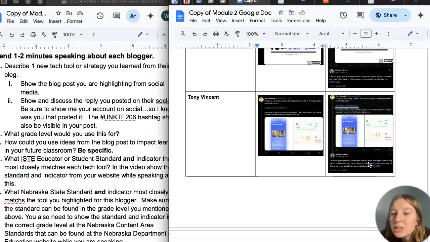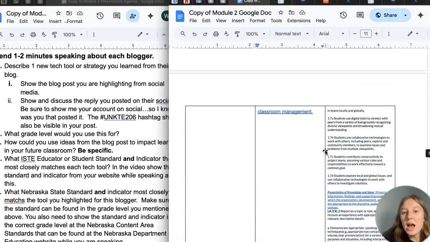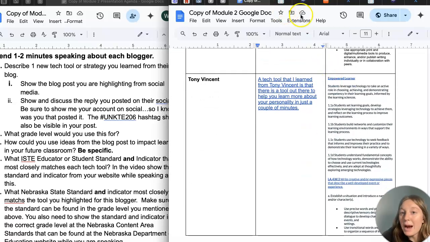For my comment, I put, this is a great tool to help find out more about your personality and can be used for students in the classroom to also help them figure out more about their personalities too. I put that this could be for grade level 4, and then this could be used to help impact the learners because sometimes children don't understand where they fit in or how they belong in the classroom. And if you give them a personality test, they find more about themselves, and then they can also find more about others. For my ISTE standard, I put empowered learner.